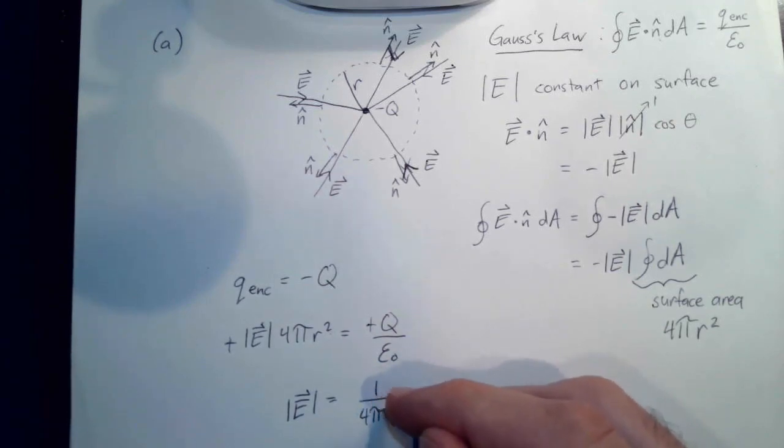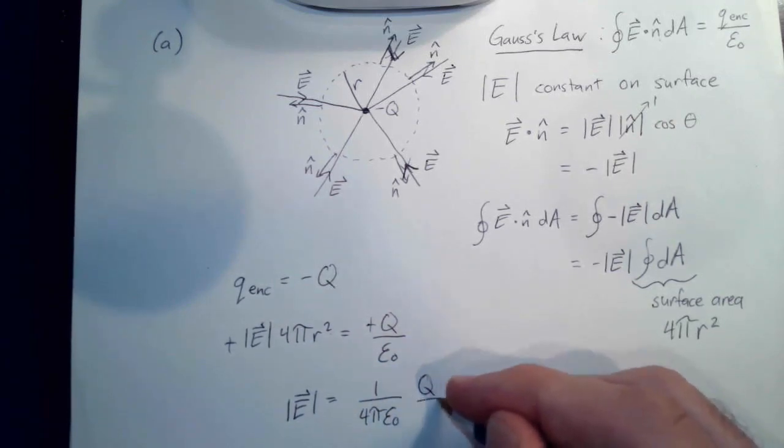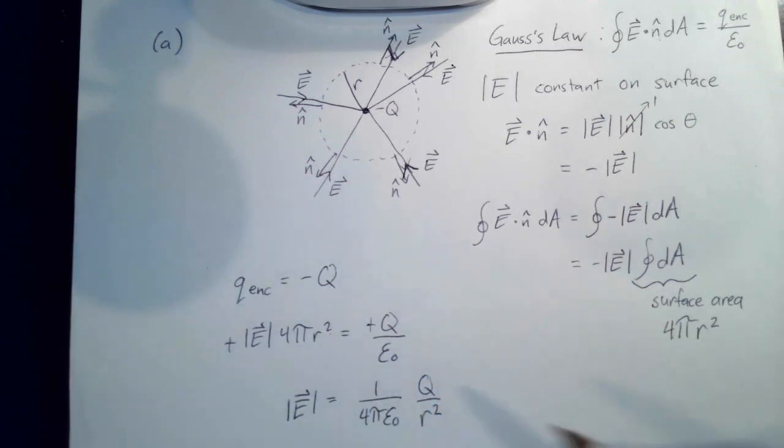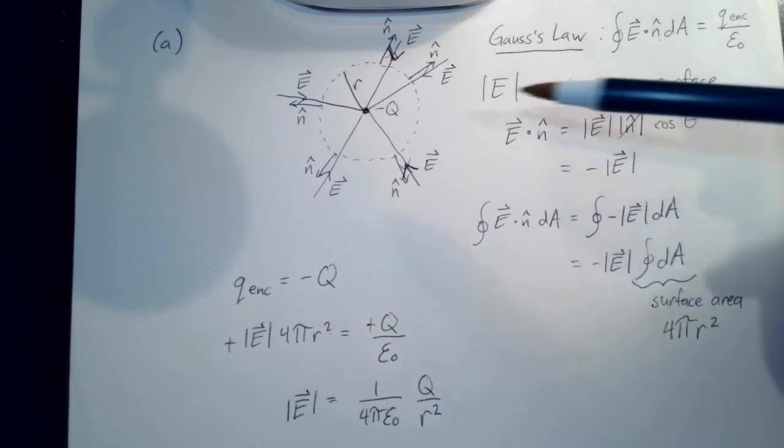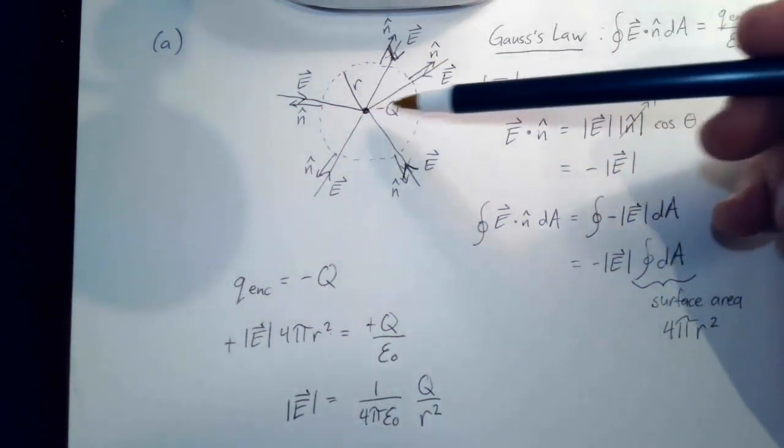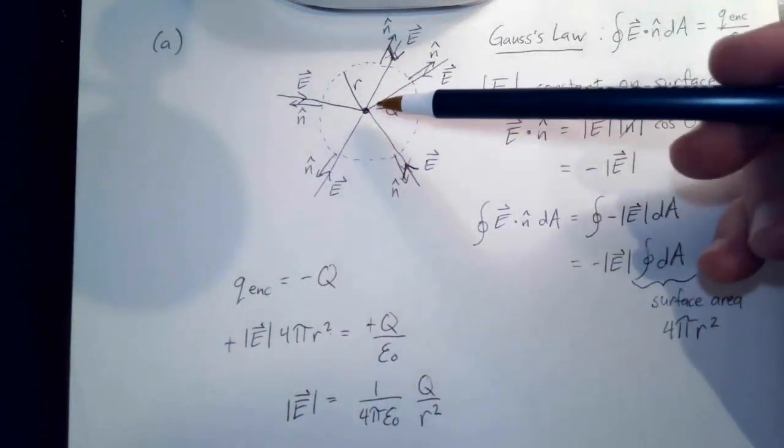One over 4 pi epsilon naught q over r squared. So this is, in fact, the electric field due to a point charge, as we've seen before. Now you may be wondering, why isn't it negative? Because I have a negative charge here, so the electric field should be negative.